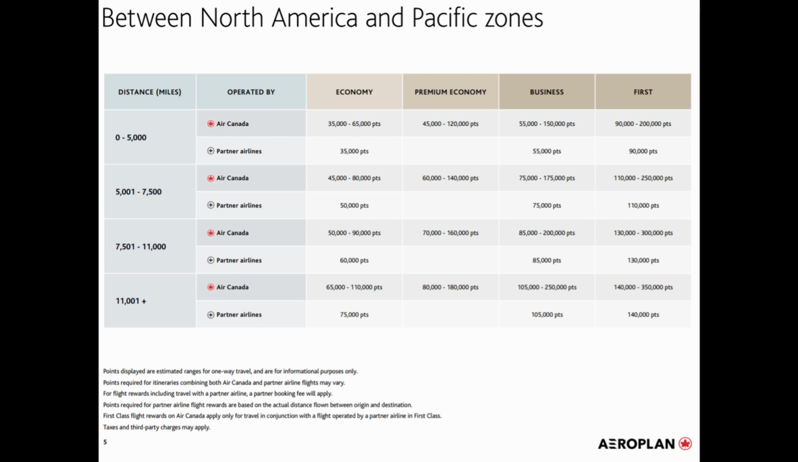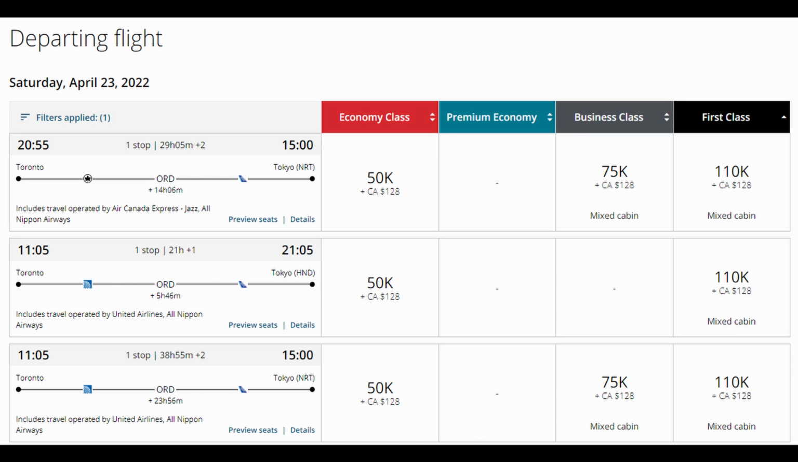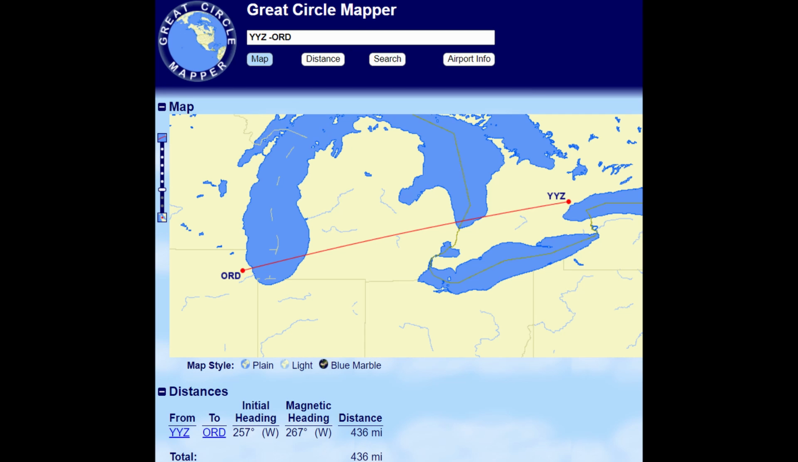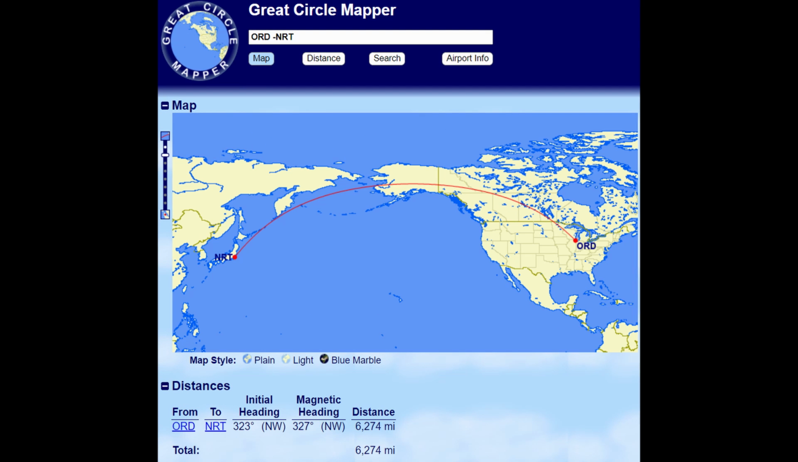Here we have 3 different results when we look for a first class redemption using our Aeroplan points. Since Tokyo is in the Pacific region, we turn to the North America to Pacific region for points reference. Since our itinerary stops through Chicago, we'll have to count both the mileage from Toronto to Chicago as well as Chicago to Tokyo. On Great Circle Mapper, we find that the distance between Toronto and Chicago is 436 miles. Subsequently, Chicago to Narita Airport is 6,274 miles and Haneda is 6,305 miles.